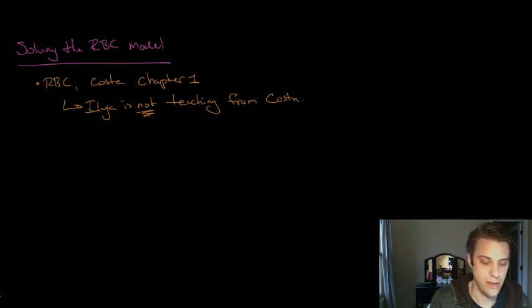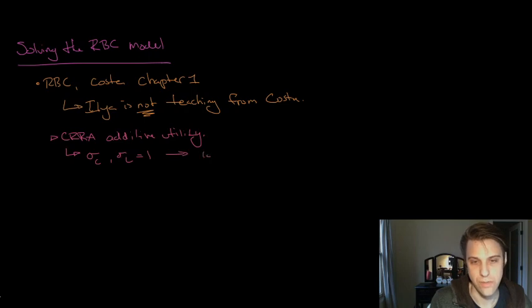This is going to be a CRRA utility setup. And you should be very familiar with this. You should know, what does CRRA mean? It's going to be a CRRA additive utility. You should know what all this means, and you should be comfortable working with this function. We're going to look at the CRRA case, which is the baseline case. We're also going to look at a special case of CRRA, where sigma C or sigma L are equal to 1, and that gives us log utility.